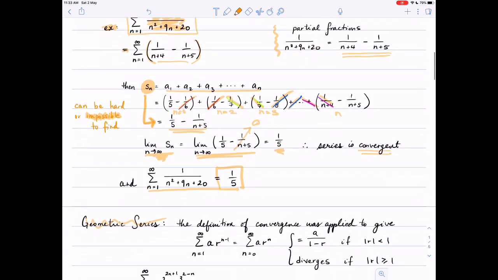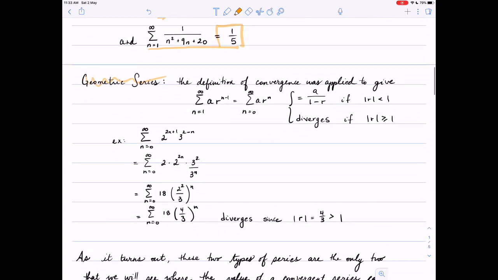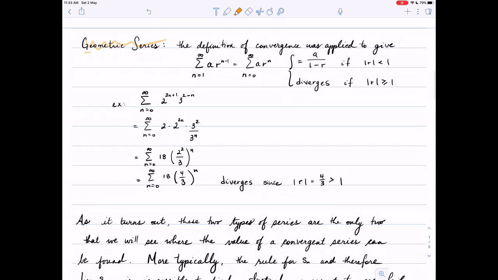Now, the geometric series was also based on the definition of convergence, but we applied that definition once and for all and found a formula. So for a geometric series, you didn't have to reapply the definition of convergence because it gave us a formula and we could just continue to apply that formula.